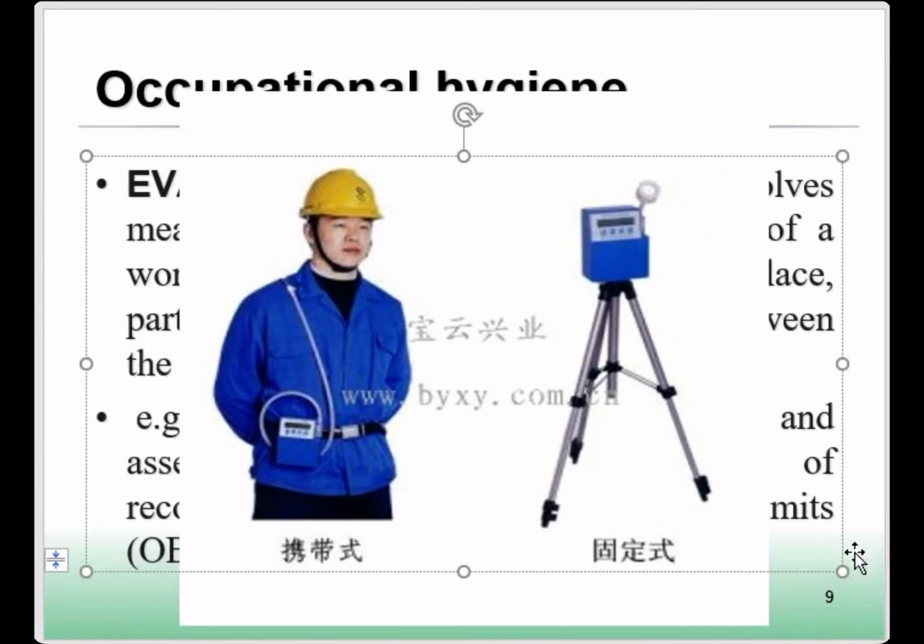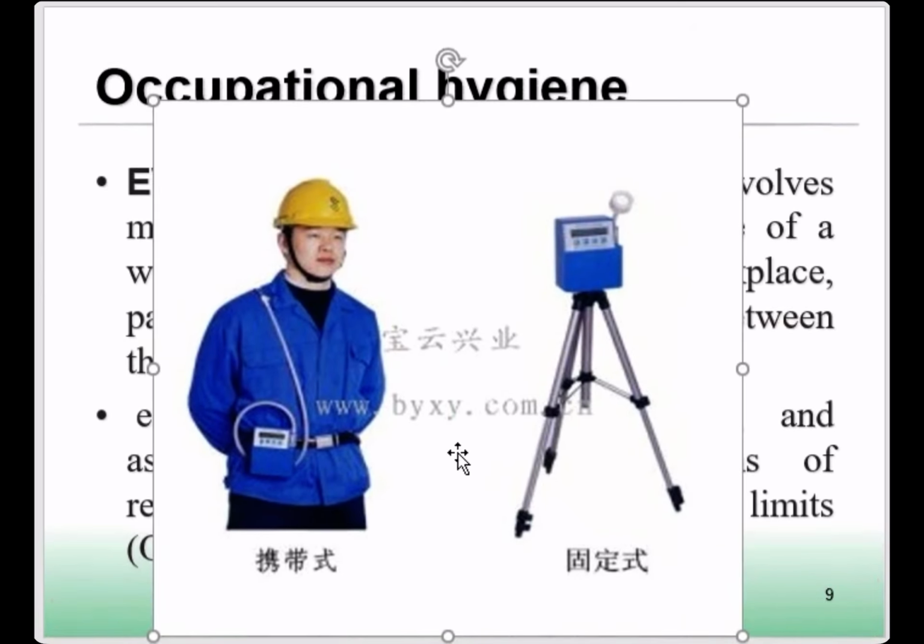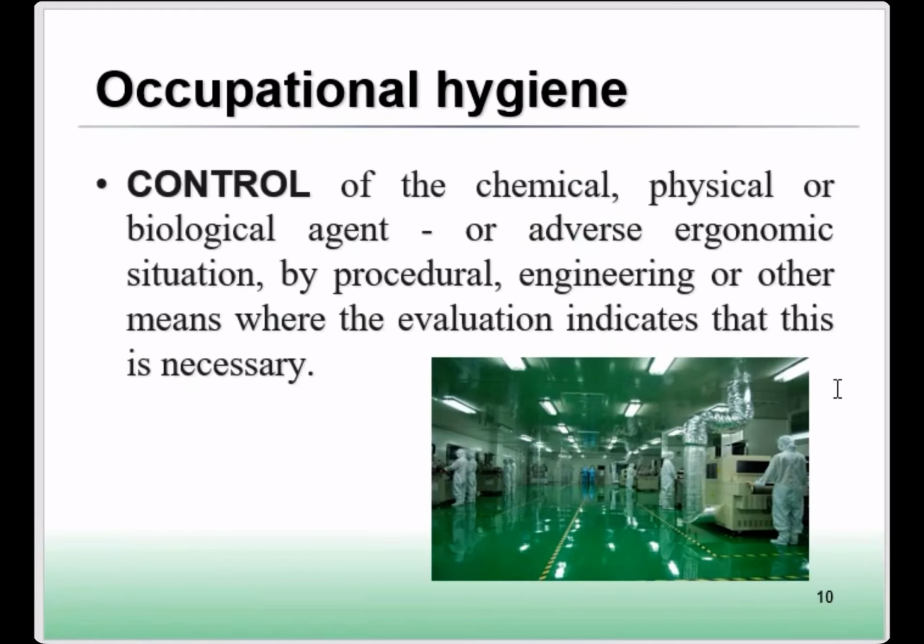And after the evaluation, if in this factory the occupational hazards, for example chemical agents, are higher than the limits, we have to do the last step, which is control. So we have to control the chemical, physical, or biological agent or the adverse economic situation, procedurally, by engineering or other means, where the evaluation identifies that this is necessary.